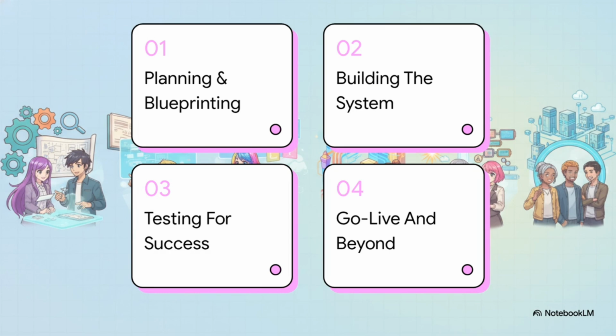All right, here's our game plan. We're going to follow the project's natural story. First up, we'll dive into the super important planning and blueprinting phase. This is where the whole vision is set. Then we'll see how that plan gets turned into a real thing when we get to building the system. After that, it's all about making sure it actually works with testing for success, before we finally hit the finish line with Go Live and beyond.